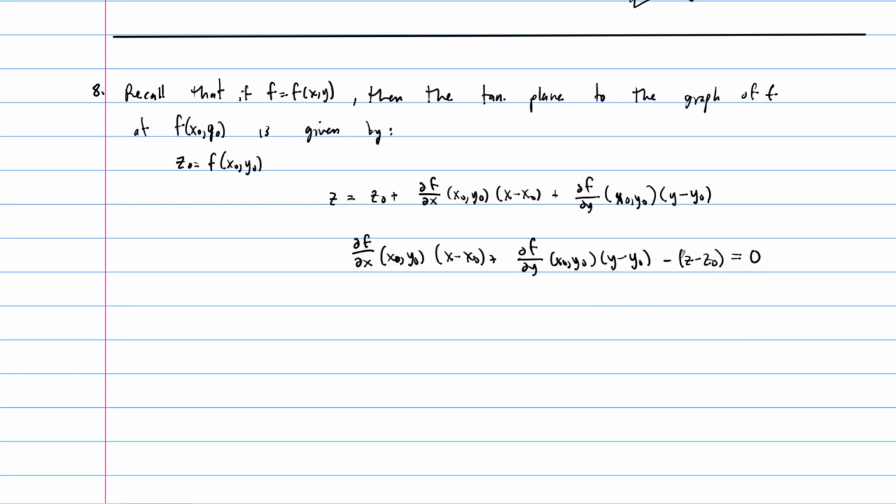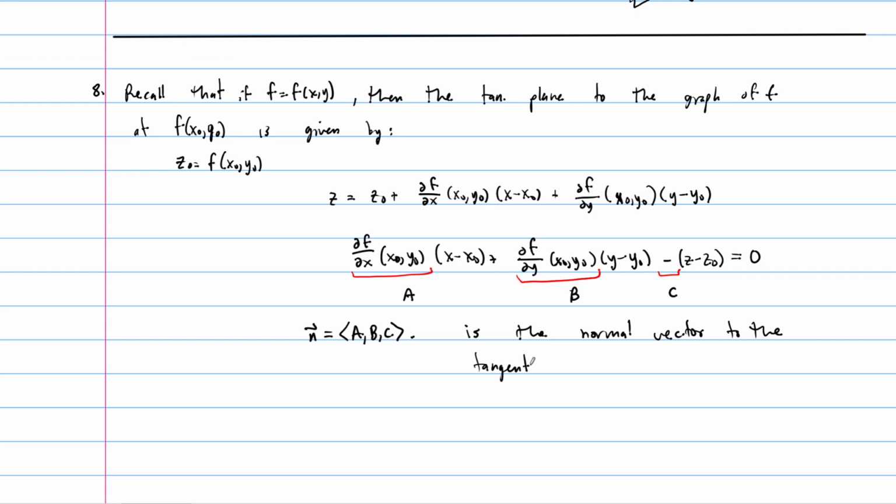Now this is in the form a times x minus x naught, b times y minus y naught, c times z minus z naught. Remember that these a, b, c form the normal vector. So these form the normal vector to the tangent plane, if we think back to calculus 2 and normal vectors of planes.